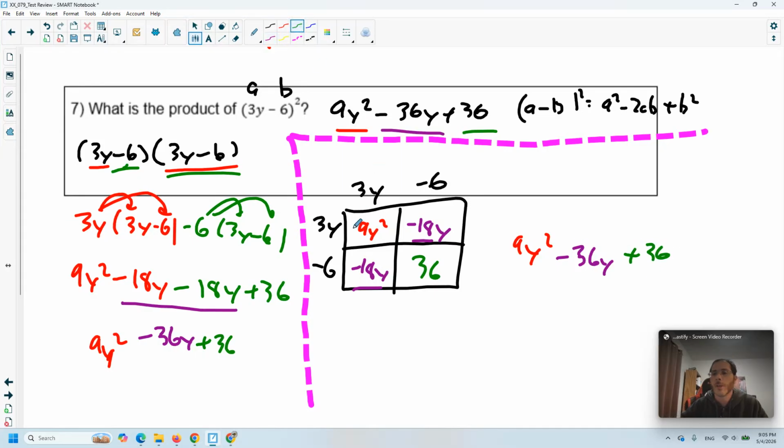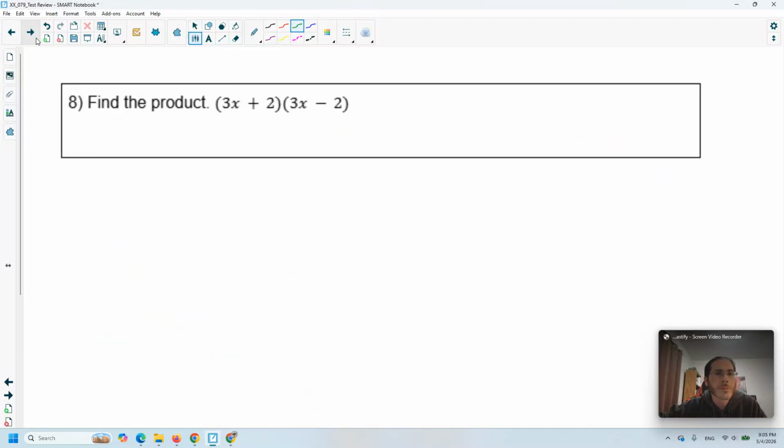So again, I got the same answer 3 different ways. It doesn't matter which way you do it. Whichever way you like the best is the best way for you to do it. For number 8, again, kind of same idea. If we want, we can just write down the answer, 9x squared minus 4. Again, that would use the trick a plus b times a minus b is a squared minus b squared.